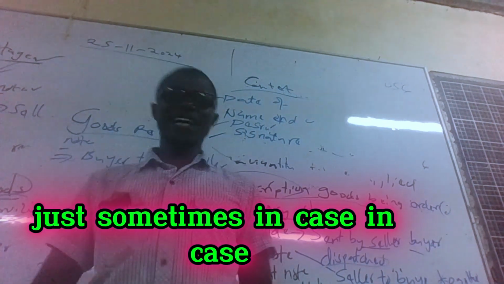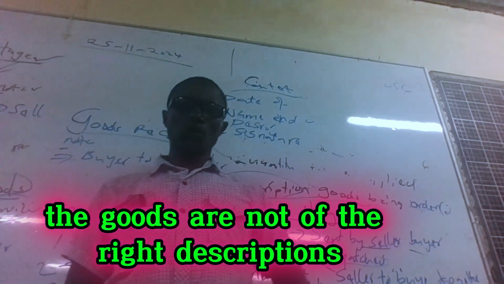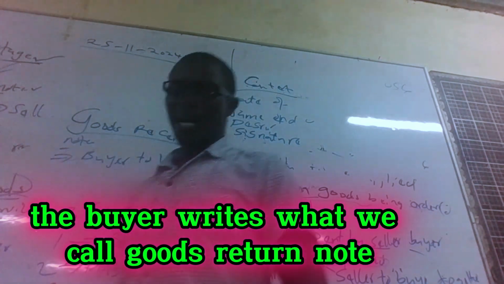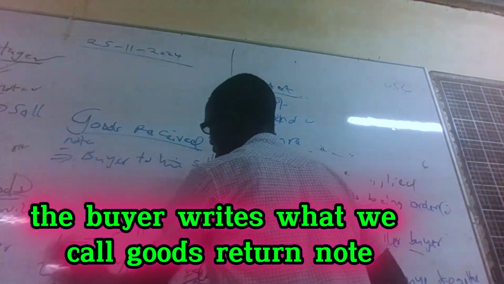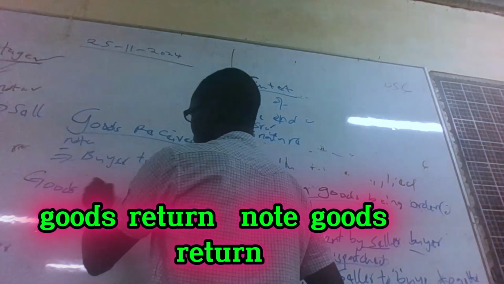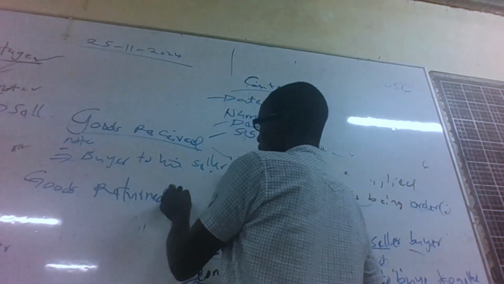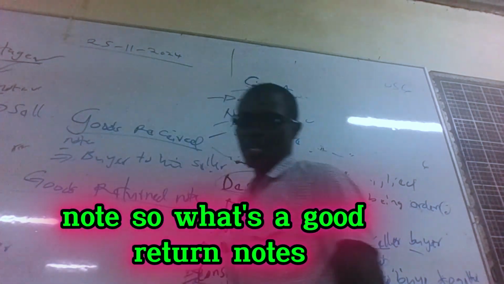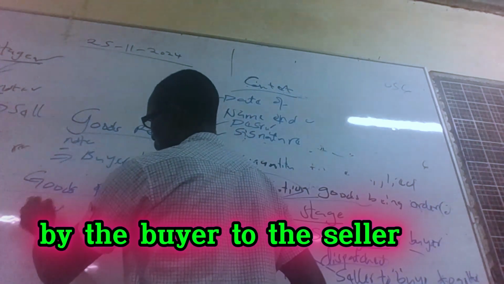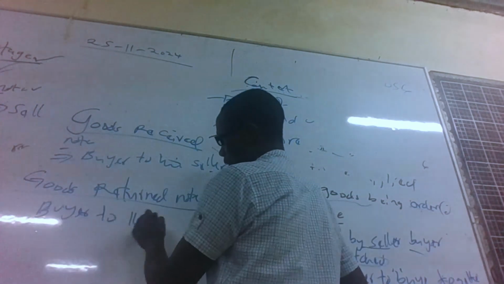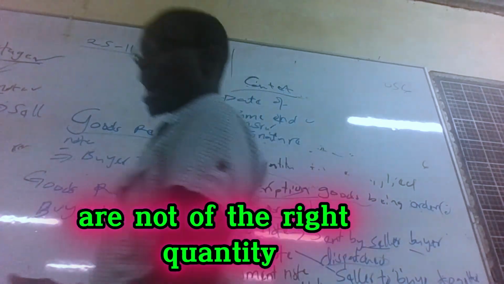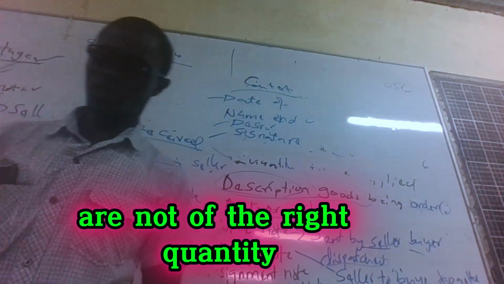Sometimes, in case the goods are not of the right descriptions or quantity, what happens? In this case, the buyer writes what we call a goods return note. What's a goods return note? This is a document written by the buyer to the seller, informing him that the goods delivered are not of the right quantity.